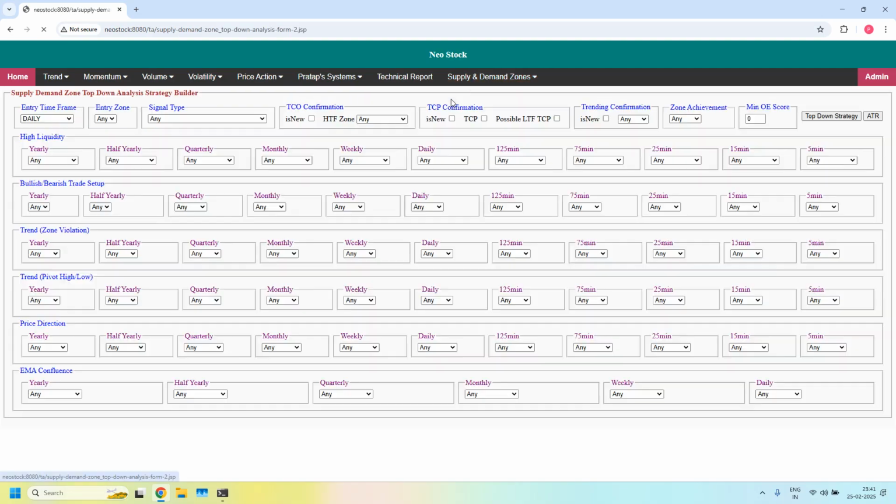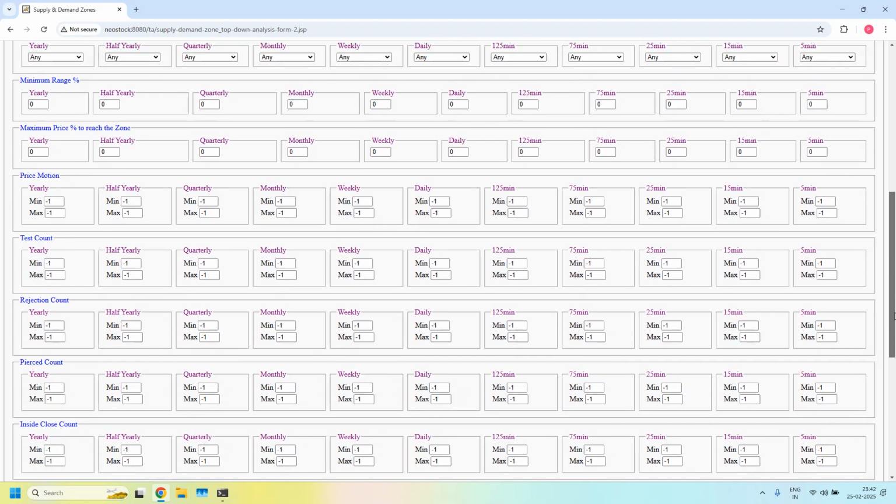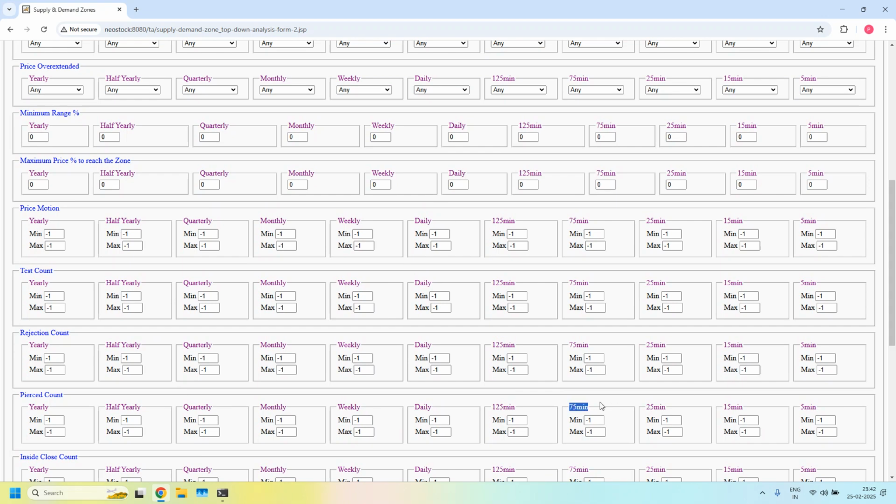Next, bearish trade setup for weekly income trade. Entry time frame 75 minutes. Entry zone supply zone. In bullish or bearish trade setup at 75 minutes I am selecting bearish. Zone achievement VOZ. Minimum order enhancer score 12. And pierced zone at 75 minutes time frame. Minimum value 0. Maximum value 0. That means zone is not pierced.